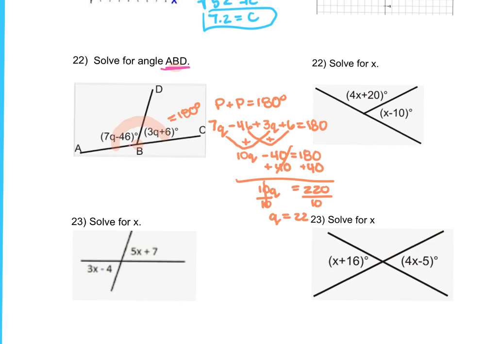All right, but it didn't ask us for q, it asked us for ABD. So we are going to plug it in for ABD, this angle. So if we plug that in, we have 7 times 22 minus 46. 7 times 22 gives us 154 minus 46, which equals 108 degrees. So this angle ABD is 108 degrees.